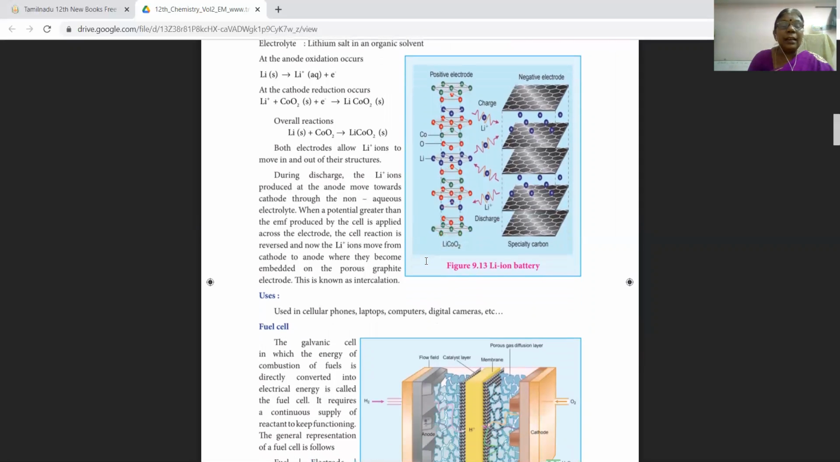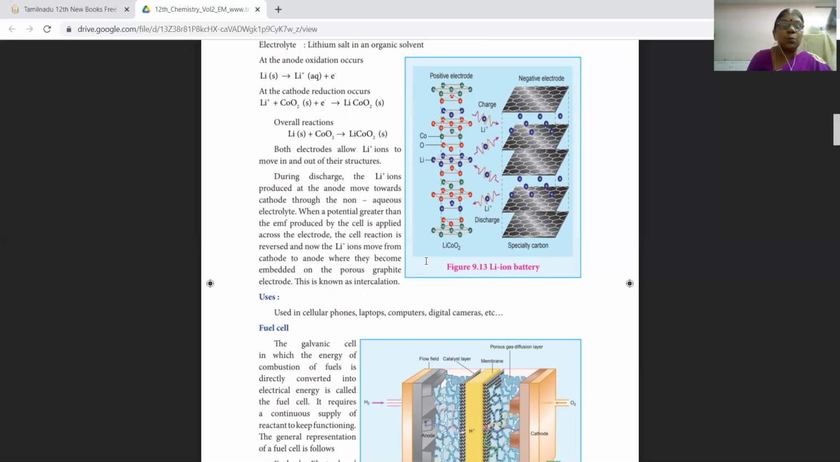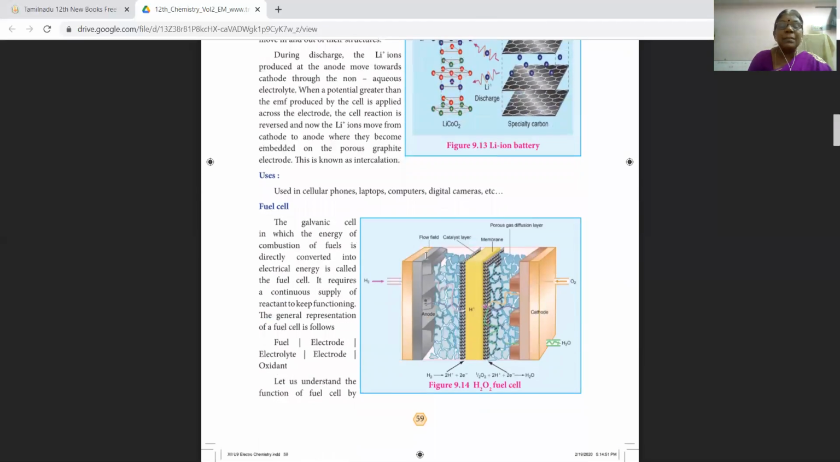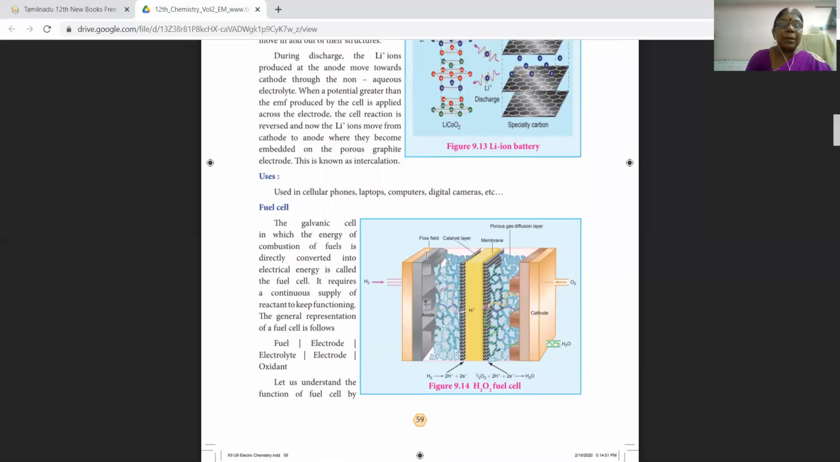When a potential greater than the EMF produced by the cell is applied across the electrodes, the cell reaction is reversed. That is, the reversible reaction will take place. And now lithium ions move from the cathode to the anode, where they become embedded in the porous graphite electrode. And this is known as intercalation. Uses: this is used in cellular phones, laptops, computers, digital cameras.